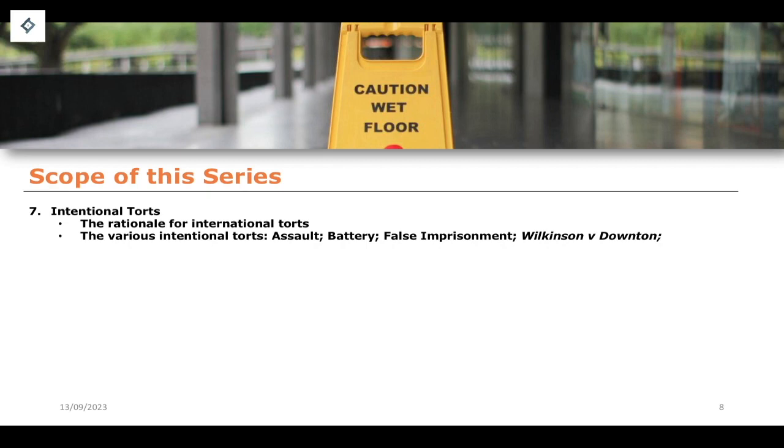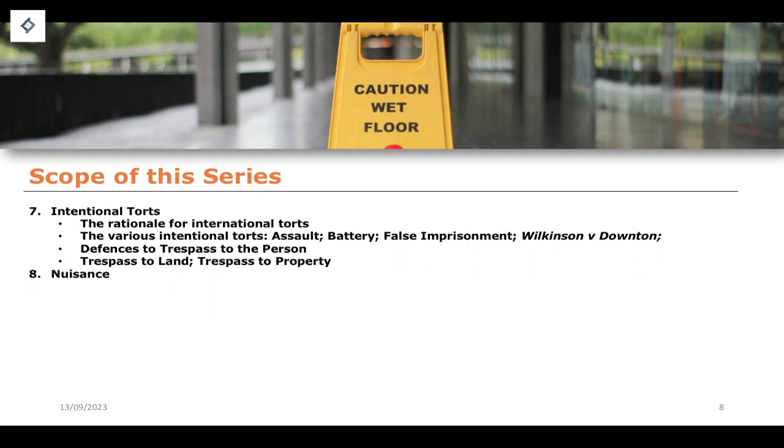Specifically in this list here, we're talking about trespass to the person. This includes assault, battery, false imprisonment, as well as the tort of Wilkinson and Downton. And then we will talk about defences to trespass to the person before moving on to the final two trespass torts, which are referring to trespass to land and trespass to property, personal property.